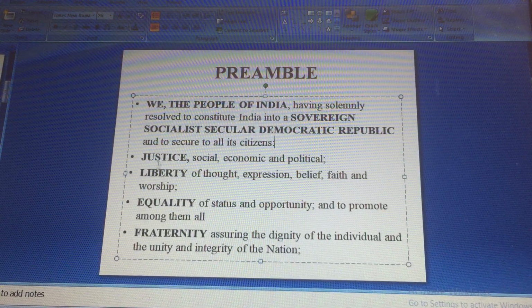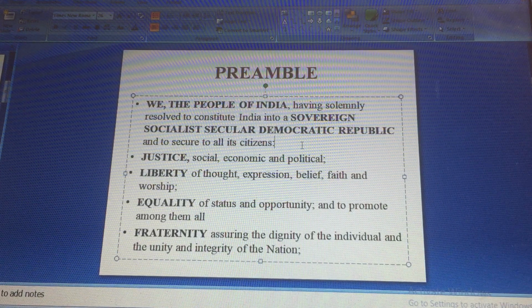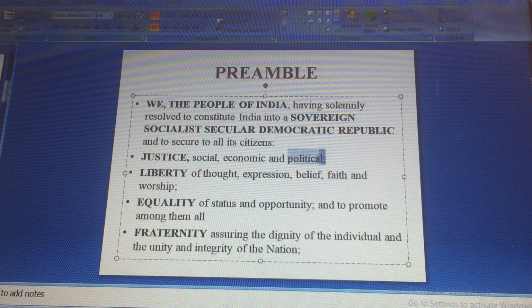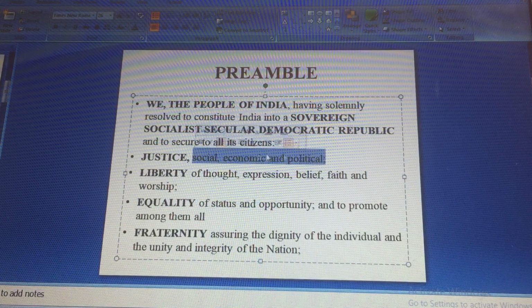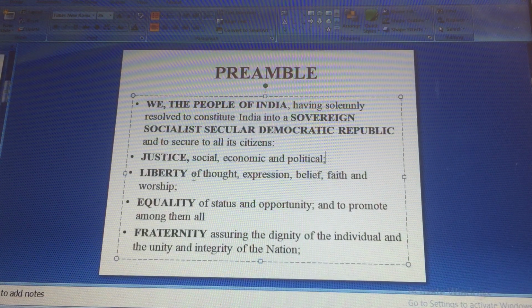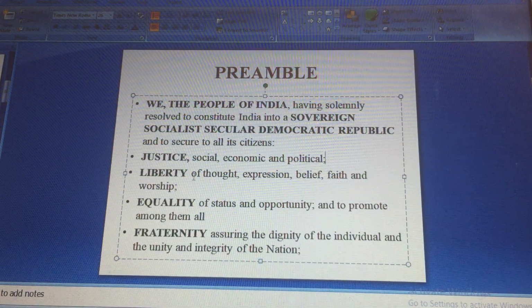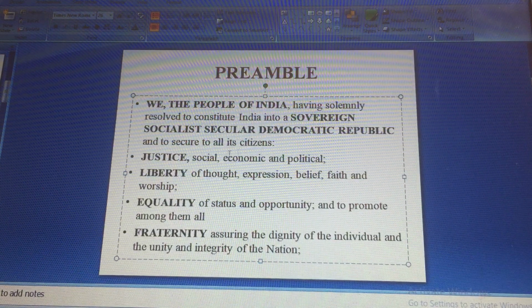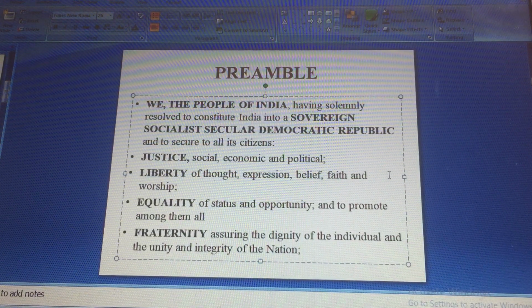And the next part, secure all citizens. Our objective is to give every citizen of the country justice: social, economic, and political. All kinds of justice are what we aim to provide. Next is liberty. Liberty means a kind of freedom: liberty of thought, expression, belief, faith, and worship. We give every individual liberty of thought, expression, belief, faith, and worship.